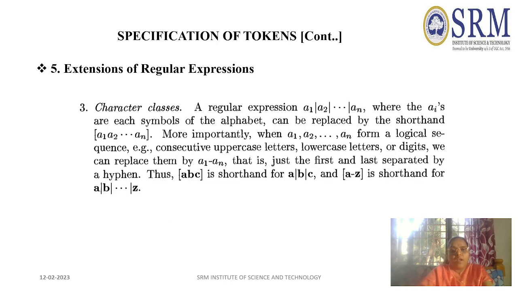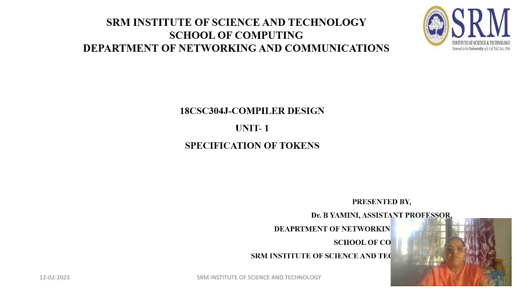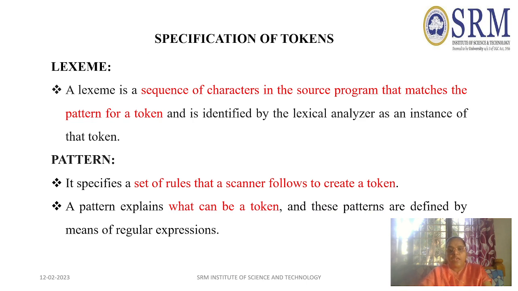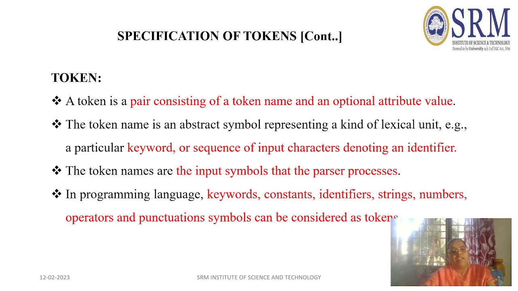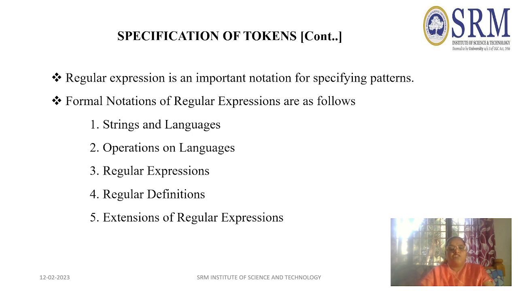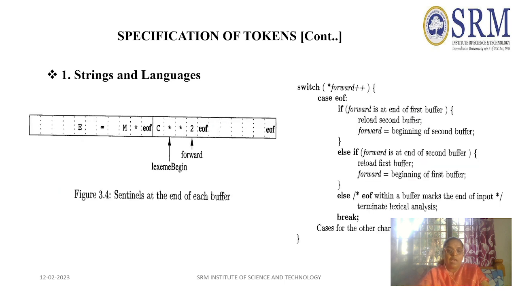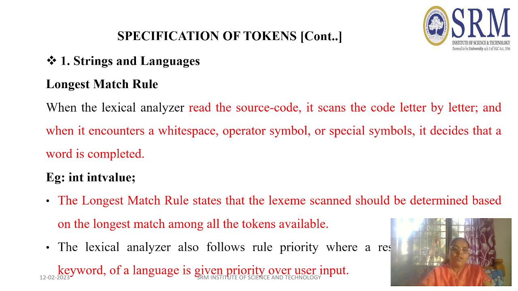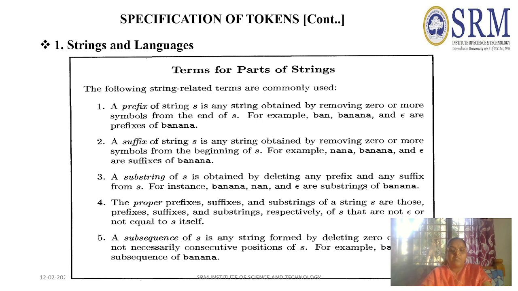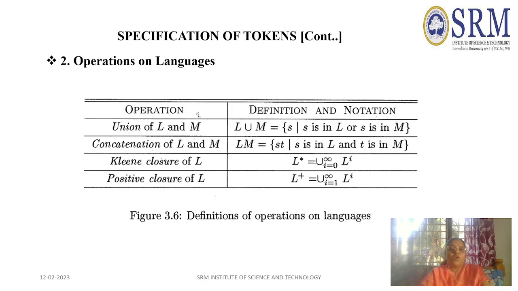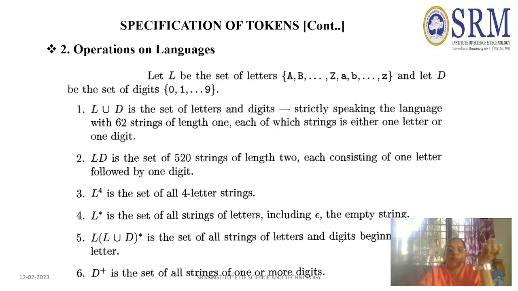So that's it all about your specification of tokens. So under specification of tokens, a quick recap we'll see, and we'll end up with the session. We have seen about lexeme, pattern and token. And under the specification of tokens, we have seen about strings and languages, under which we have seen about alphabet, strings and languages, and then the input buffer and longest match rule, and then the terms, that is prefix, suffix, substring, proper prefix, suffix, substrings, and then the subsequence we have seen, and then the operations. Second topic was operations on languages, under which we have seen about union, concatenation, Kleene closure and positive closure, and examples of that we have seen.